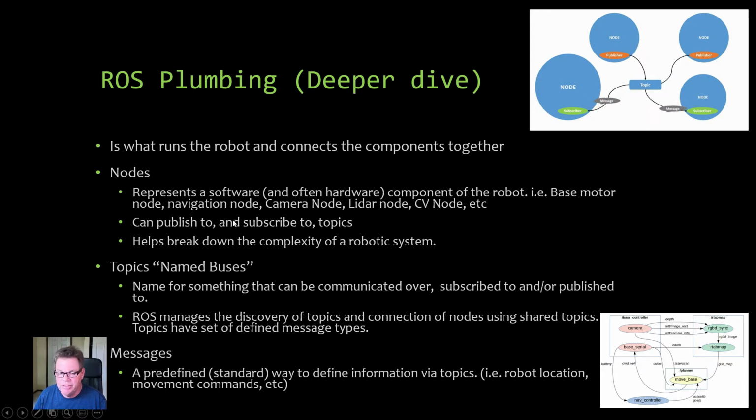So you have all these nodes, and these nodes can publish to and subscribe to topics, which I'm going to talk about in a sec. And the advantage of using this node approach is it breaks down the complexity of the robotic system. So people can just work on a specific node, get that working properly, and then bring in other nodes that communicate with that node, which makes it easier than trying to work on the robotic system as a whole.